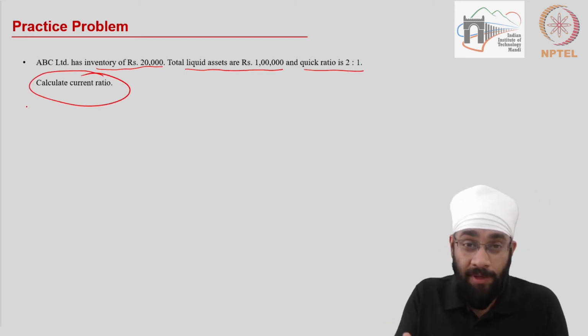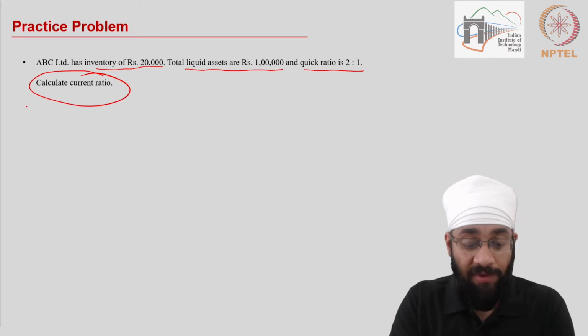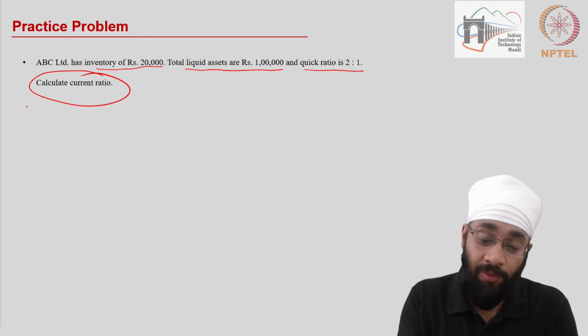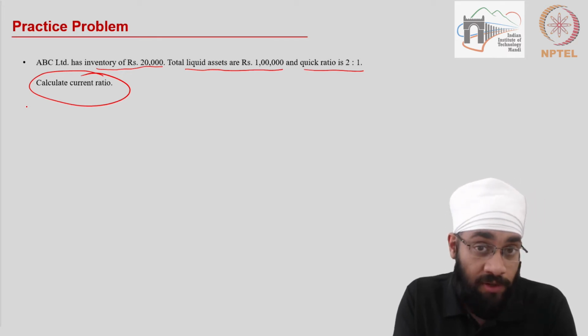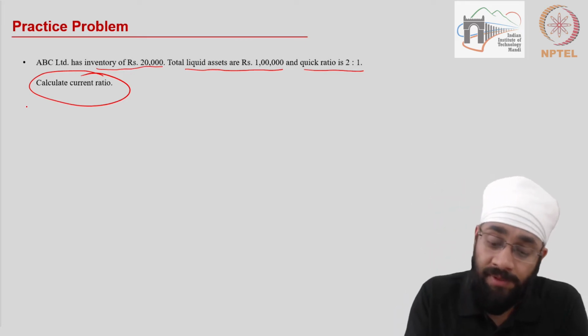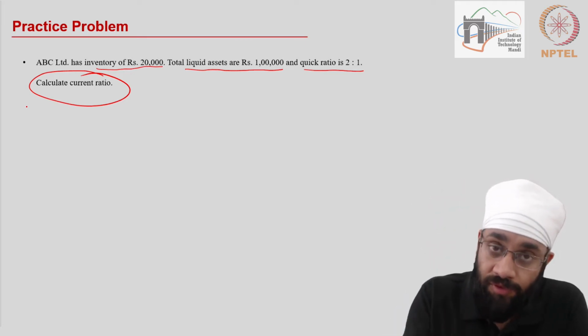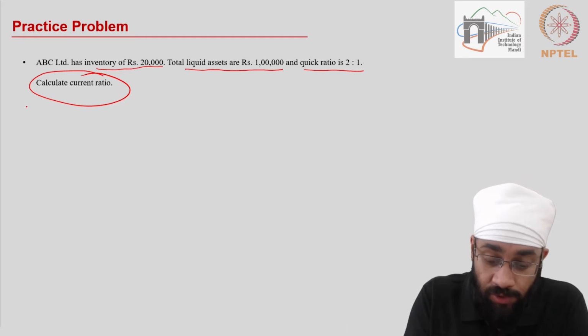This is a basic mathematical problem. You need to have an understanding of the relationship between the quick ratio and the current ratio. If you know that, then you can figure out the numbers. So this will help you reinforce the learnings about the ratios.